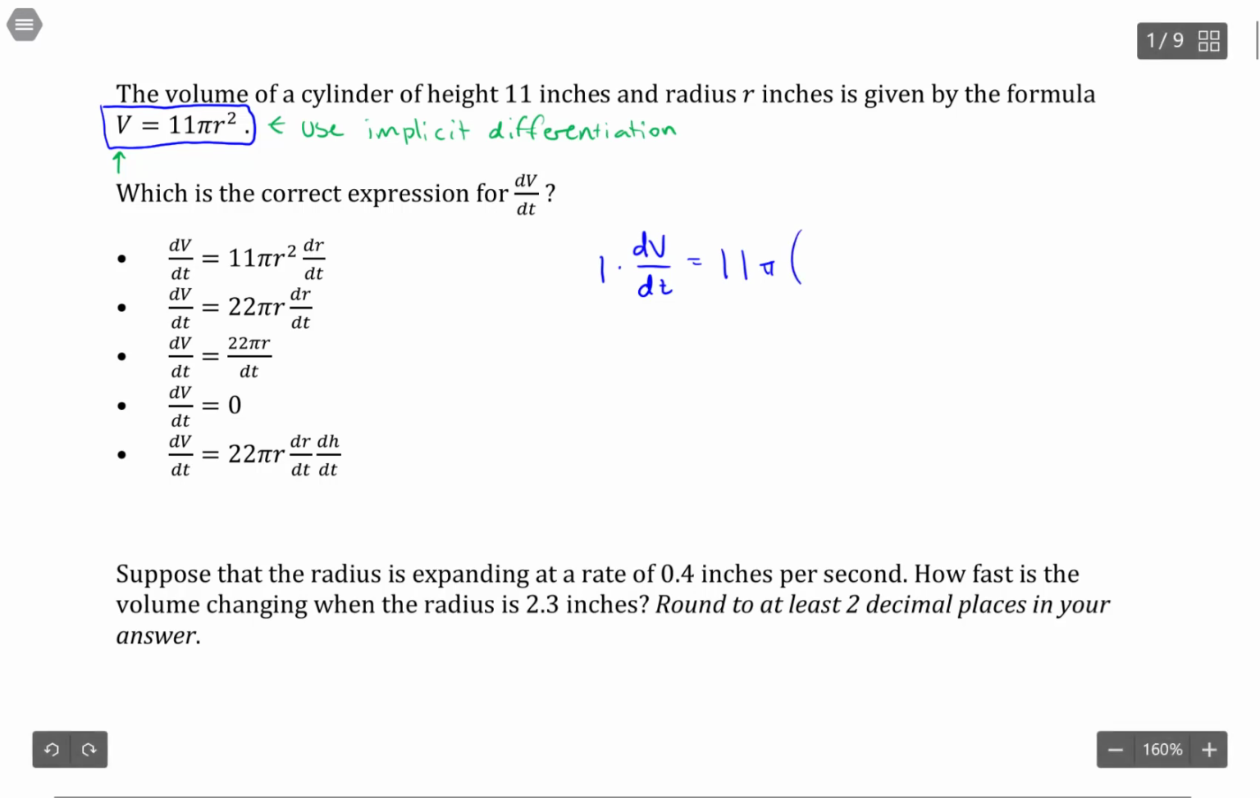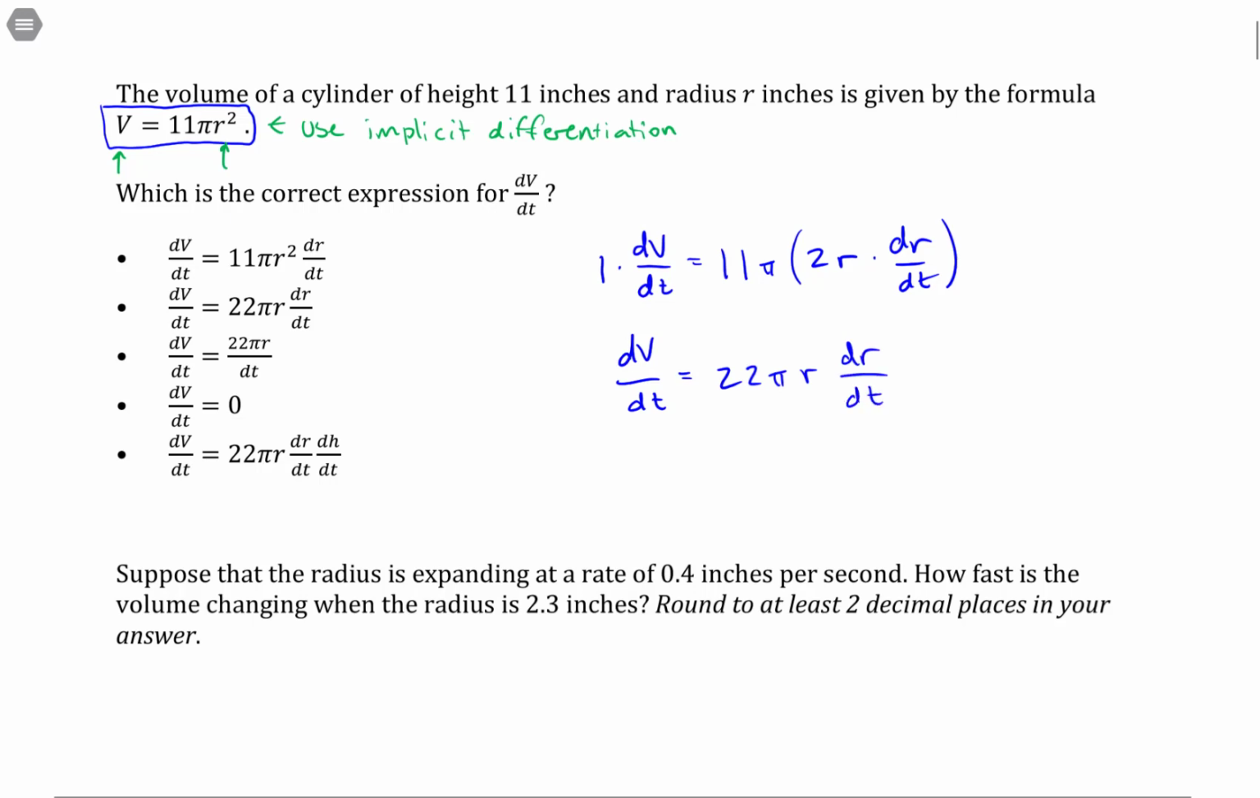And now that brings us to the r squared. So the r squared, we are going to differentiate with respect to t. So we have to treat r squared as an outer function. We differentiate it as 2r. But according to the chain rule and how we work through implicit differentiation, we then must multiply by dr/dt to complete the chain rule, which means dV/dt is, in this case, 22 pi times r dr/dt.